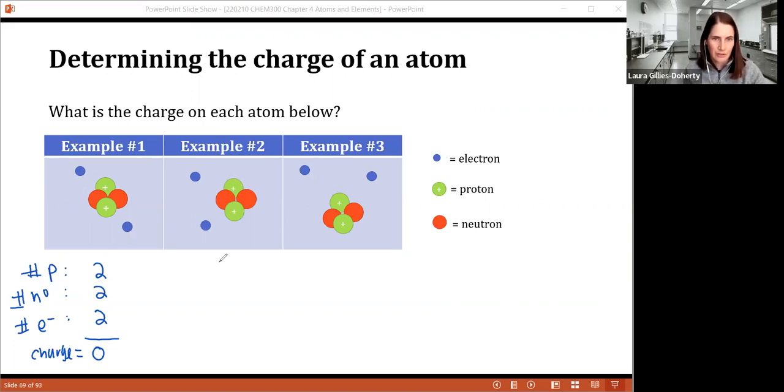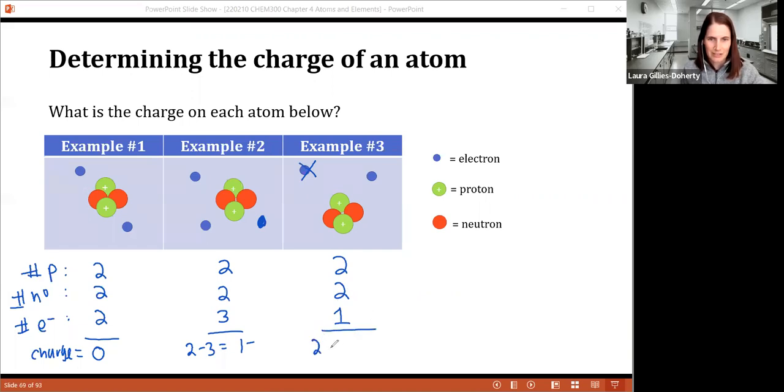We do example number 2. We've still got 2 protons. We're supposed to have 3 electrons here. I don't know what happened to that image there. Sorry about that. 2 neutrons, 3 electrons. So 2 minus 3 equals 1 minus would be the charge on example 2. Example 3 is supposed to have 1 electron to show the difference here. So we still have 2 protons, 2 neutrons, and in this case, we just have 1 electron. So 2 minus 1, the number of protons minus the number of electrons, equals the charge of 1 plus on that one.